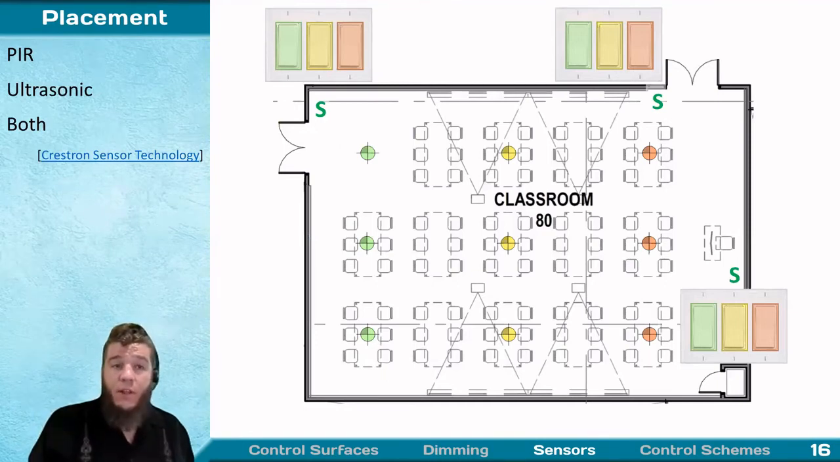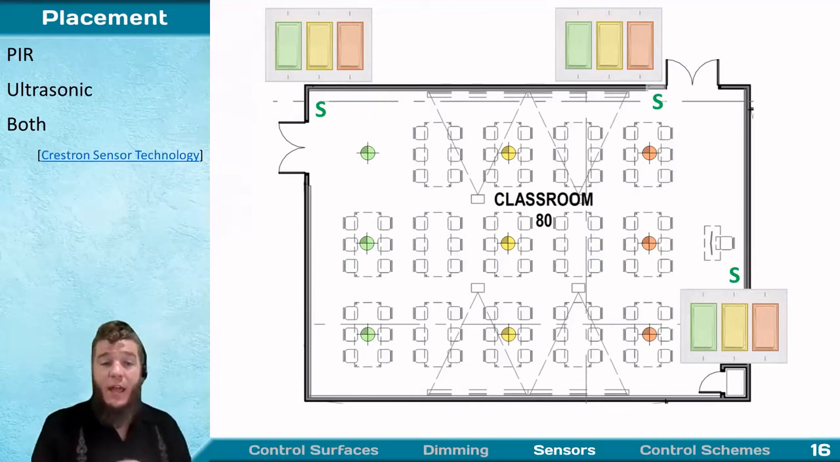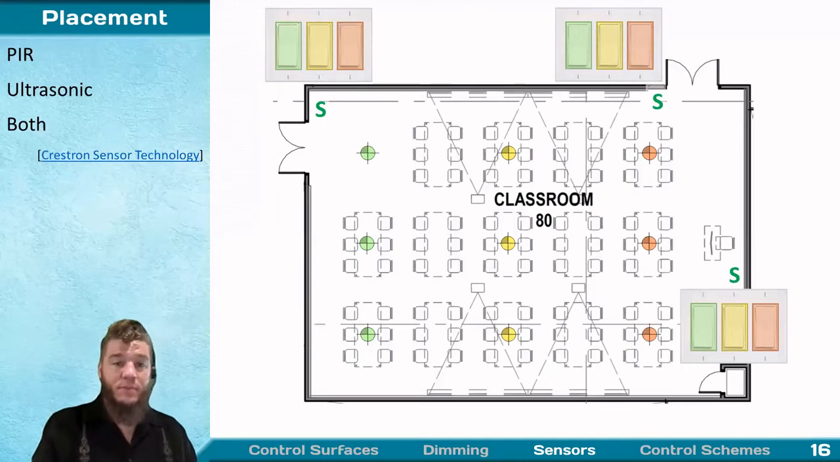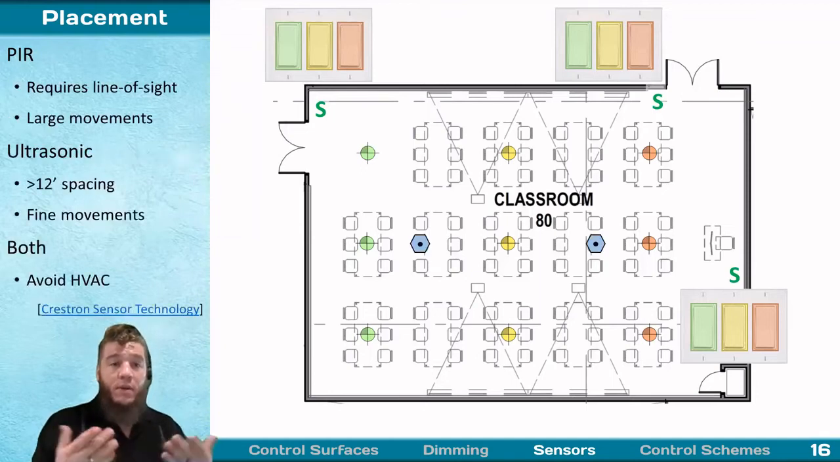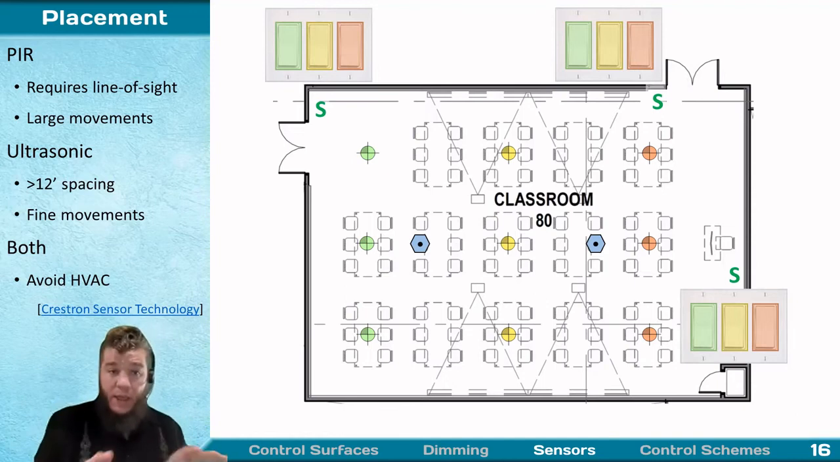So let's go back to our classroom from before and consider how we would place sensors in a classroom like this. Let's take a look at this in a little more detail then. First off, your PIR sensor, again, is for your gross movement. And so that's going to capture people entering the room at either of those two entrances on the north side of the room. Of course, this requires line of sight to capture those large movements. So you want to have those fairly centrally located so that the array can capture the edges of the room up on the north side.